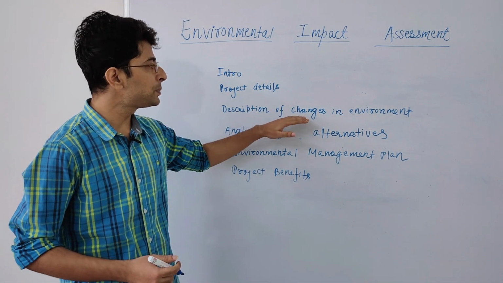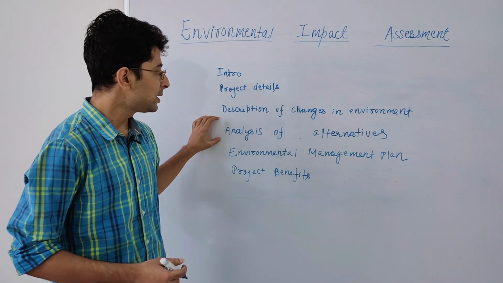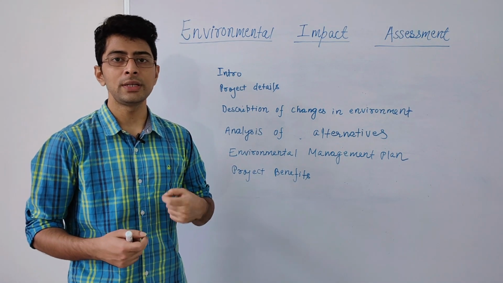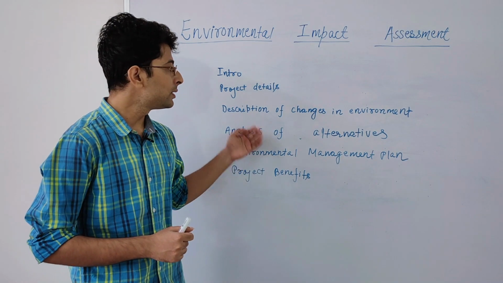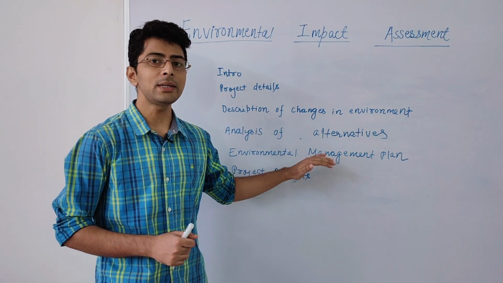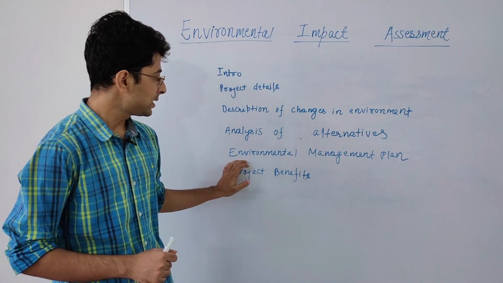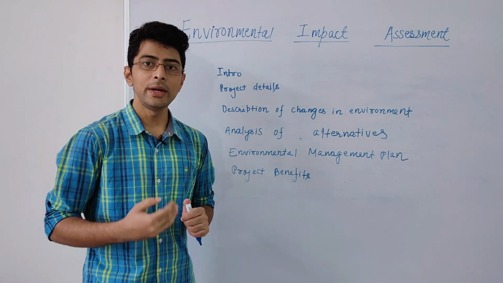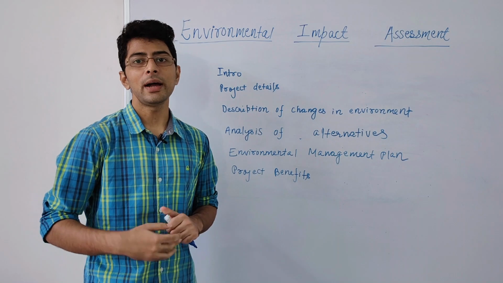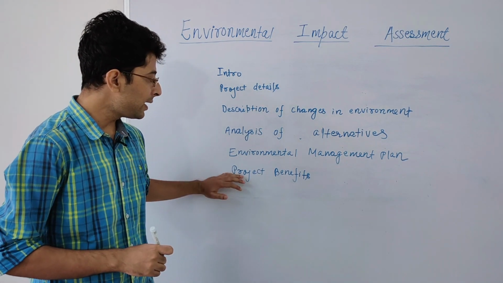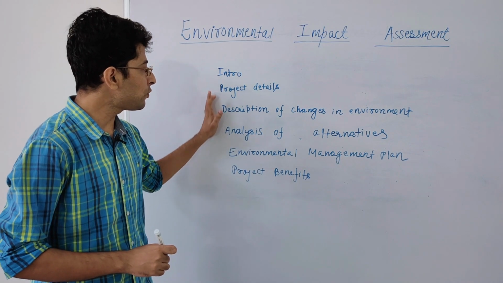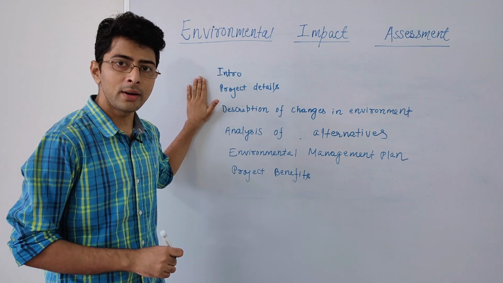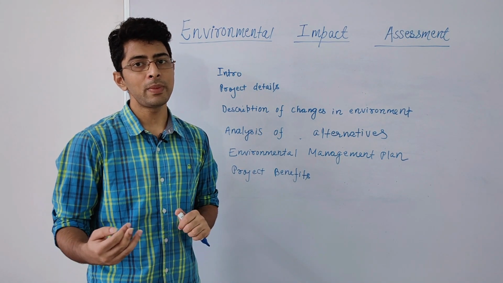Now after the description of changes in various environmental variables, the next part is the analysis of alternatives, such as the technological alternatives which can help to reduce the impact of the given project on the environment. And then finally it has an environmental management plan also, which is related to how to continuously monitor the impact, assess and take corrective action also. And finally it has project benefits. So on the basis of all the information, EAC takes a decision whether to grant the approval or reject the proposal which is given by the party.